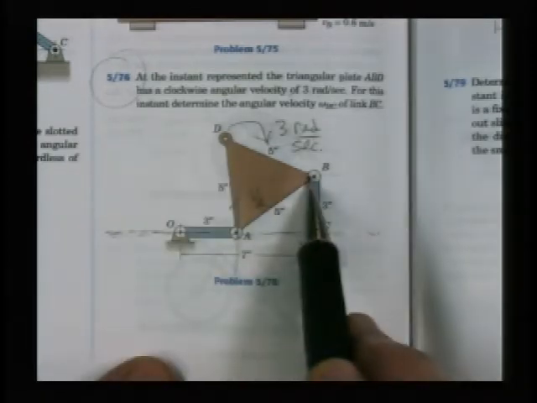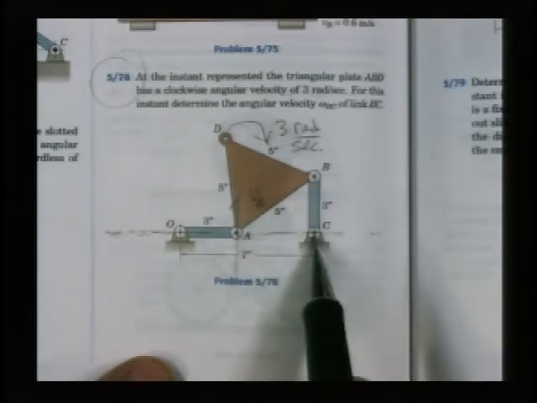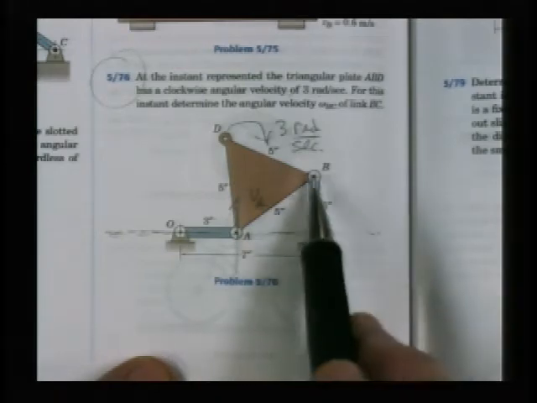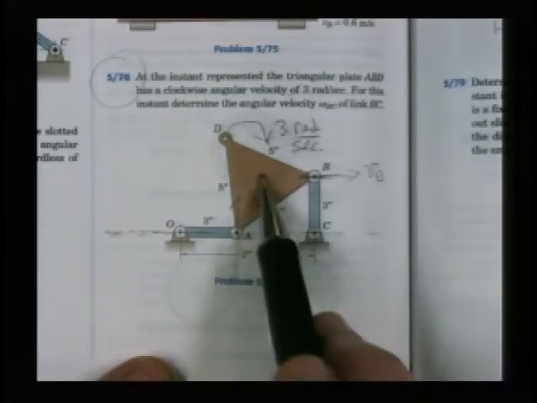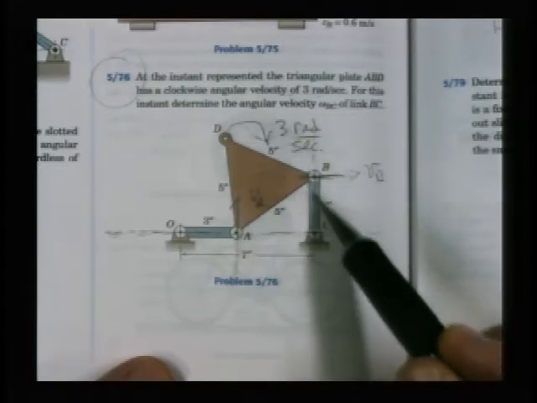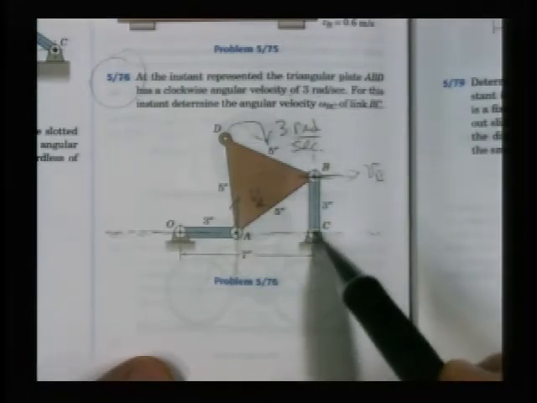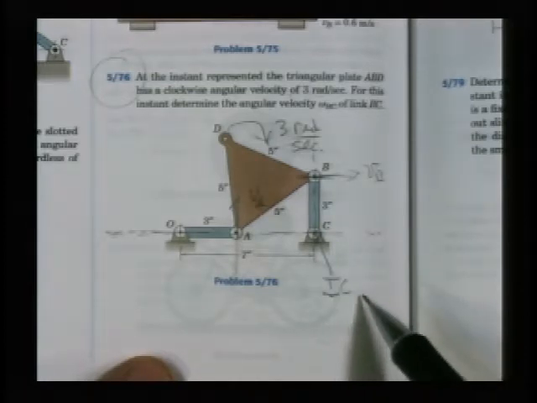And then on the colored plate, this point is moving what way? Pinned at C, that means it has to be moving horizontally, right? So that's the velocity of B. So again, on the colored plate now, where's the IC? It happens to be down here at C. So this is the IC for the colored plate, which happens to be ABD.